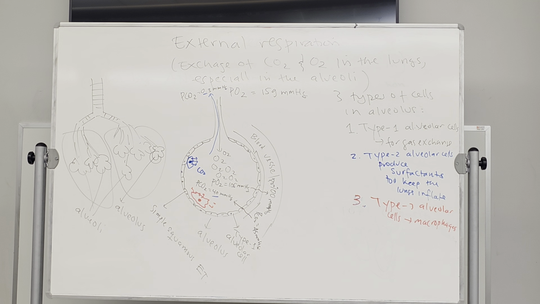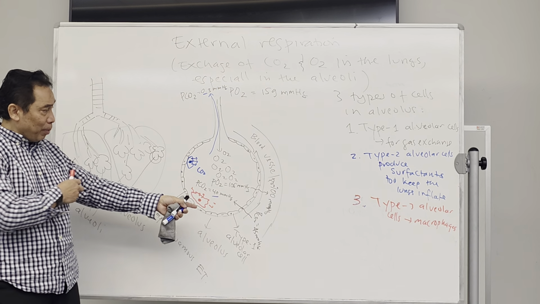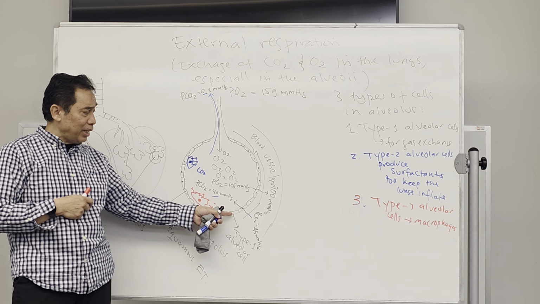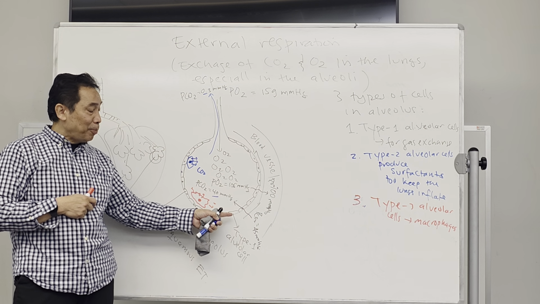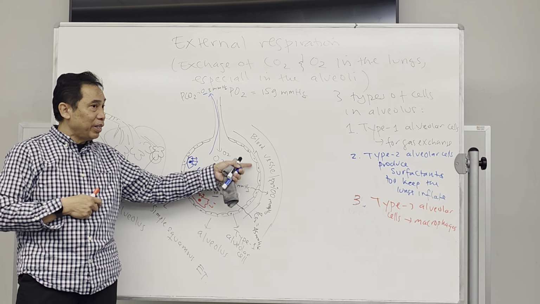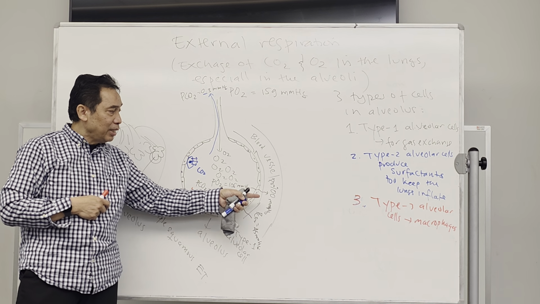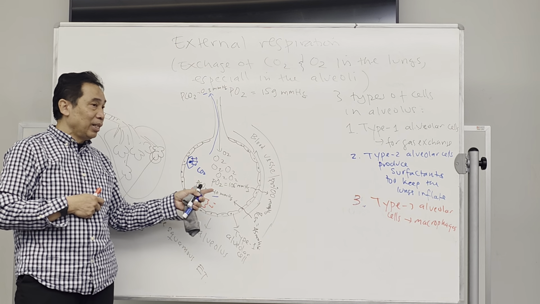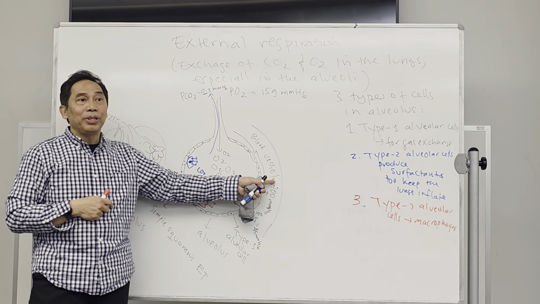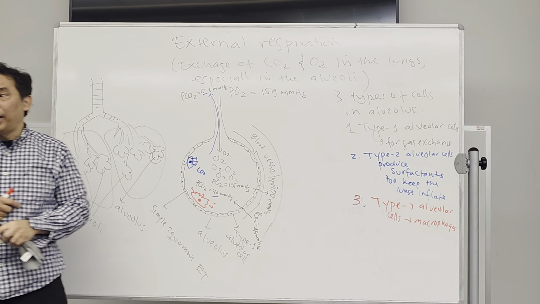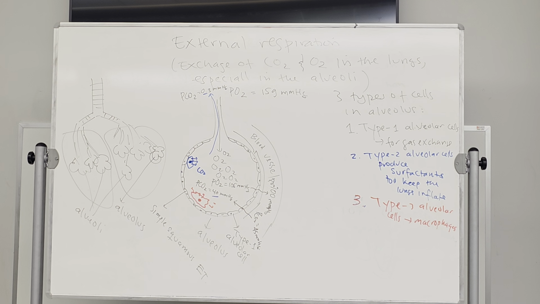Okay, so do you have questions so far? This is external respiration. Again, the main cell that performs this external respiration, the gas exchange, is type 1. The type 1, which is the simple squamous epithelial tissue on the wall of the alveolus, will exchange the carbon dioxide from blood to the alveolus and oxygen from alveolus into the blood. Okay, do you have questions for this? Okay, we're done with number 2.